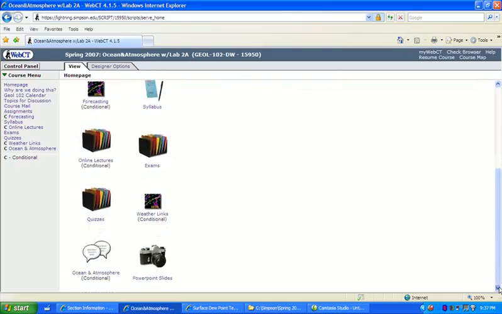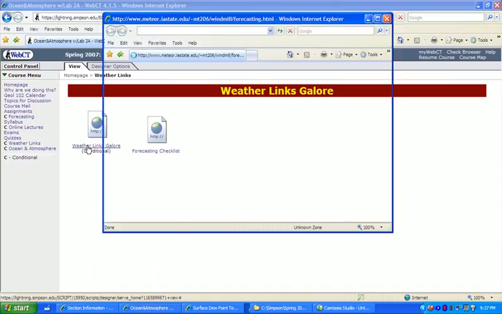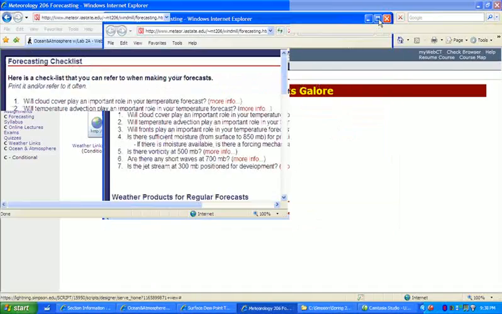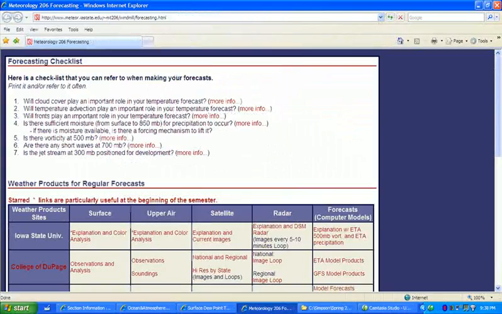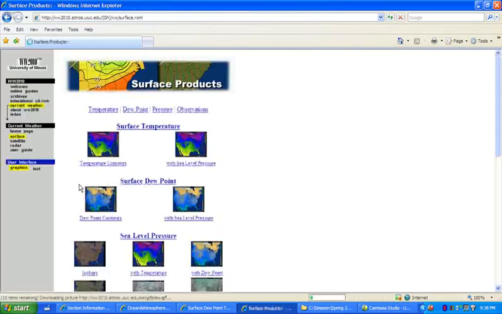If we go down to the weather links, and from there we can click on weather links galore. And since we are forecasting for surface temperatures, I need to look at sites in terms of surface. One of the first sites I'll look at is the University of Illinois. Feel free to look at any of these sites, but Illinois has the ability to animate, and their graphics are pretty nice to look at. So let's go ahead and take a look at temperature.